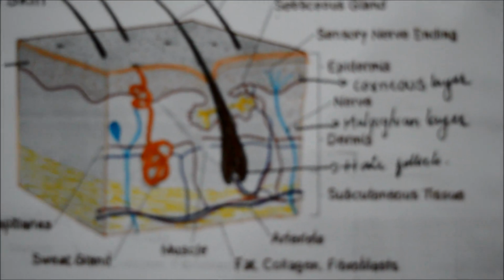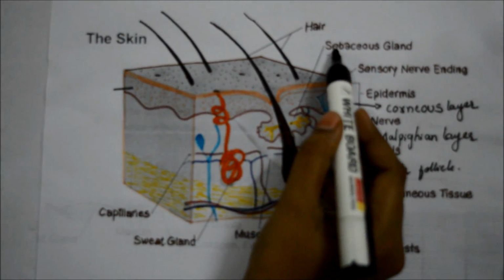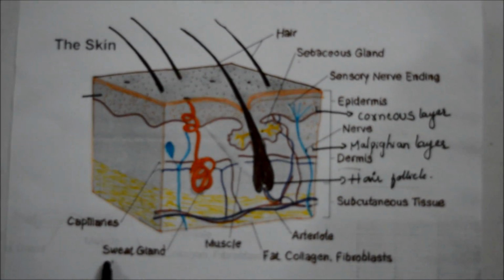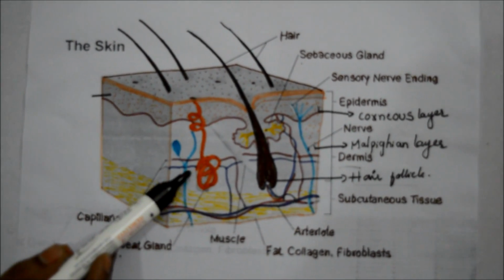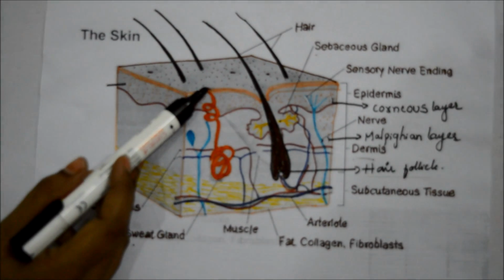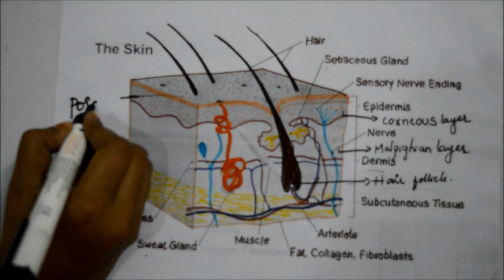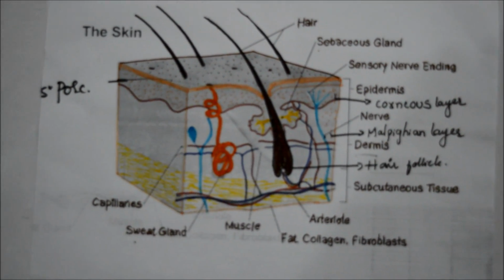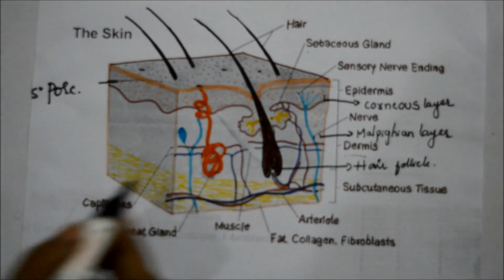Now next, let us come to the glands of the skin. The skin has two types of glands. The first one is the sebaceous gland, the second one is the sweat gland. The sweat gland is coiled and looks like a tube or duct, and the duct opens through a sweat pore and ends at the layer of the dermis.